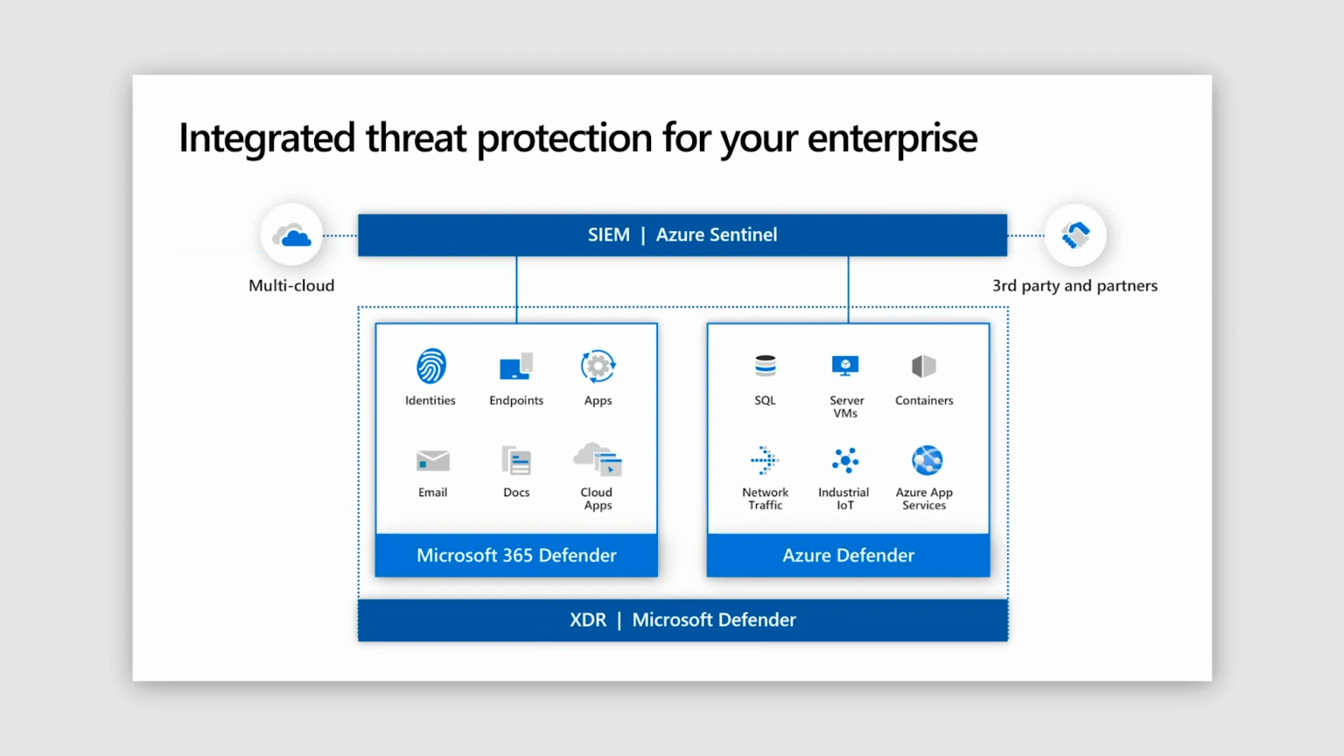But first, let's take a look at threat protection security solutions from Microsoft. Microsoft's integrated threat protection suite is offered through Azure Sentinel and Microsoft Defender, which is our holistic solution for what's known as Extended Detection and Response, or XDR. Azure Sentinel is a cloud-native security information and event management tool, or SIEM, that gives you a bird's eye view across the enterprise, letting you see and stop threats before they cause harm.